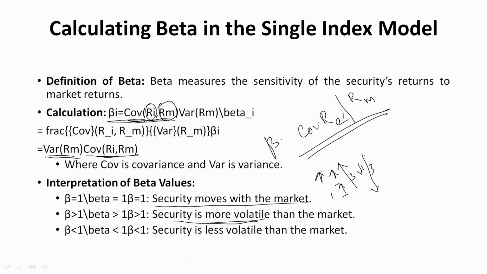The third is when beta is less than 1. It means that the stock is less volatile than the market. So it becomes the opposite. When the market is moving up by 3 times, my individual stock is going to move up by 1 point. Okay, and when the overall market is coming down by 3 points, my individual stock is going to come down by 1 point. So that is less volatility in comparison to the market, based upon beta.